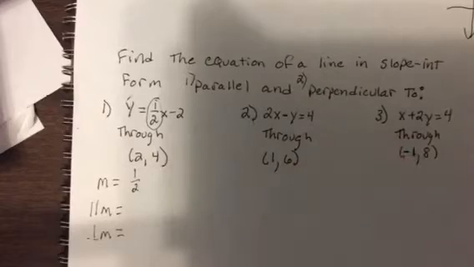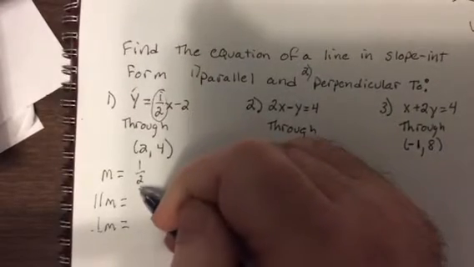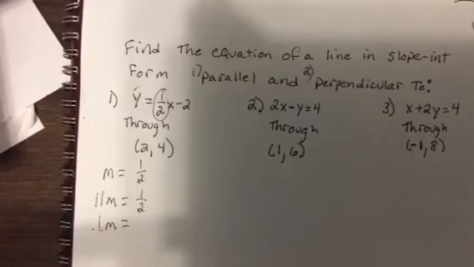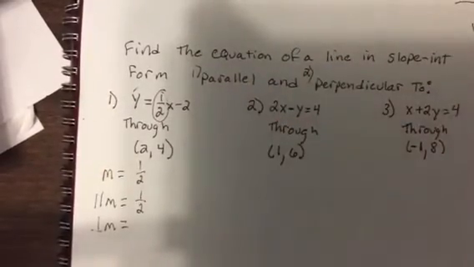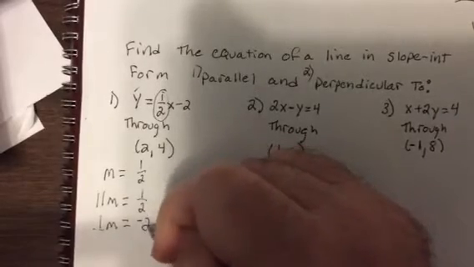So what would the parallel slope be? Right, parallel lines have the same slope, so it'd be 1/2. Now what would the perpendicular slope be? Perpendicular, negative reciprocal. Flip it, negative reciprocal. Right, good job, Juanita. It would be -2.